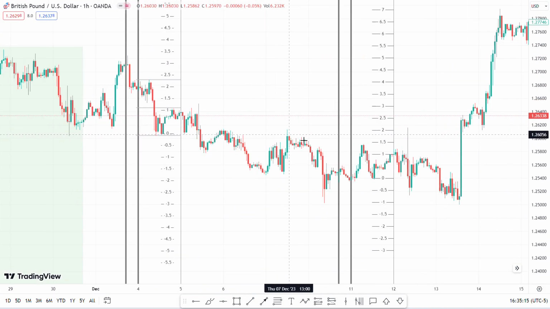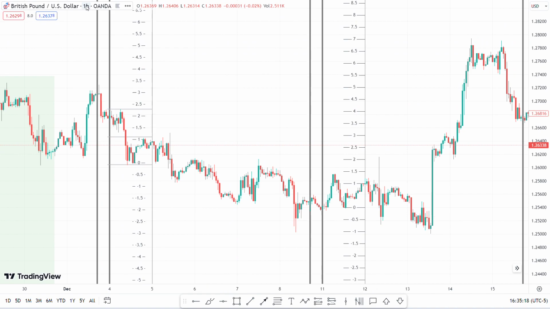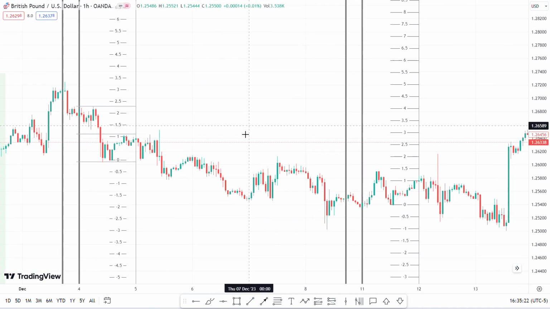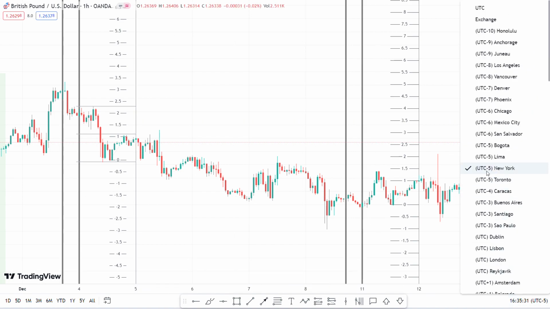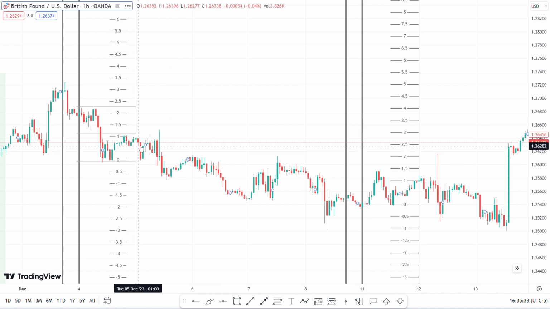Now how you want to set up your chart is you want to go on the 1 hour time frame, 60 minutes. You want to mark out Tuesday's midnight price. All of this is done in New York time. Tuesday's midnight price, and go back 12 candles. Then you mark out the highest high and lowest low of the body of the candles.